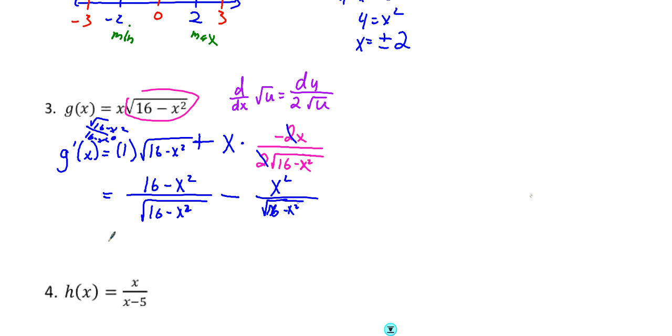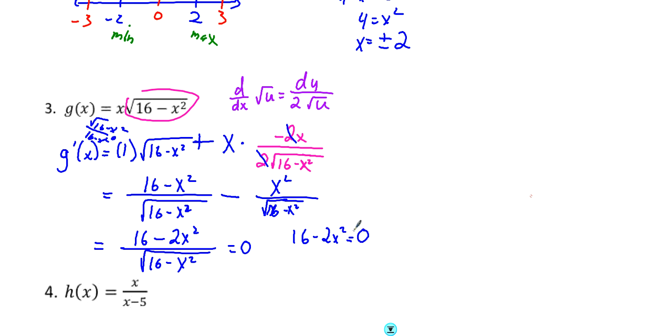And when we simplify, we get 16 minus 2x squared all over the square root of 16 minus x squared. Now, our critical points. So we set this equal to 0. So over here, we're going to have 16 minus 2x squared equal to 0. So this is going to be x equals plus or minus the square root of 8.